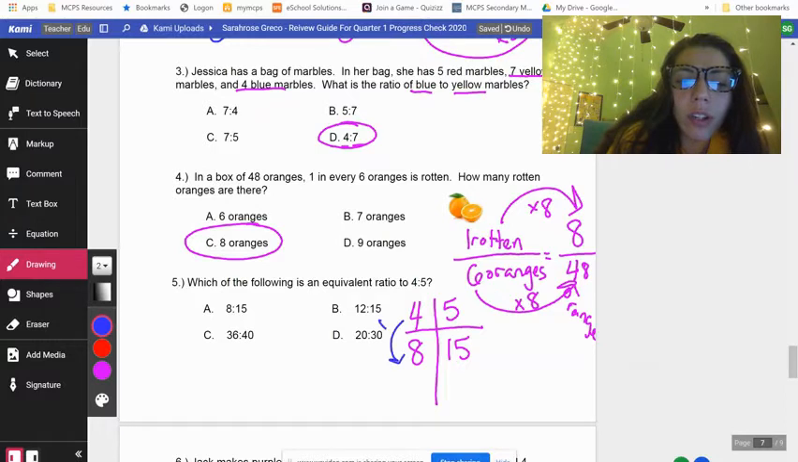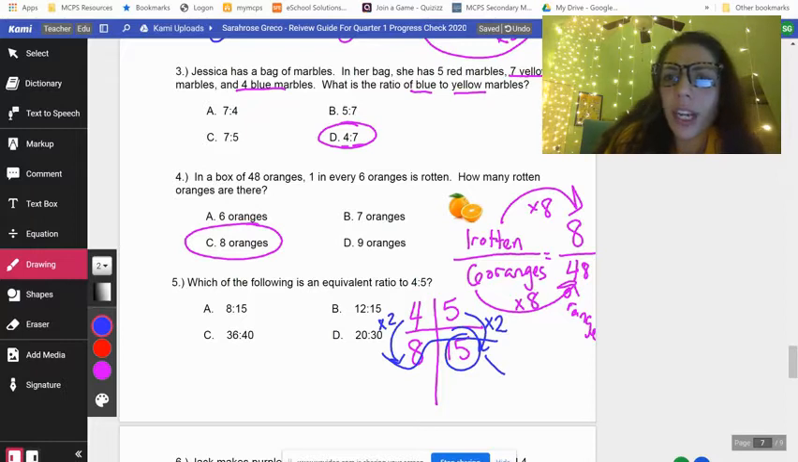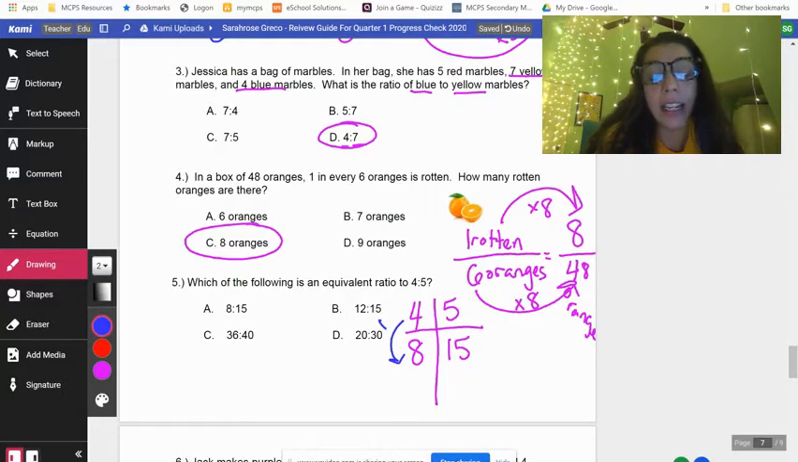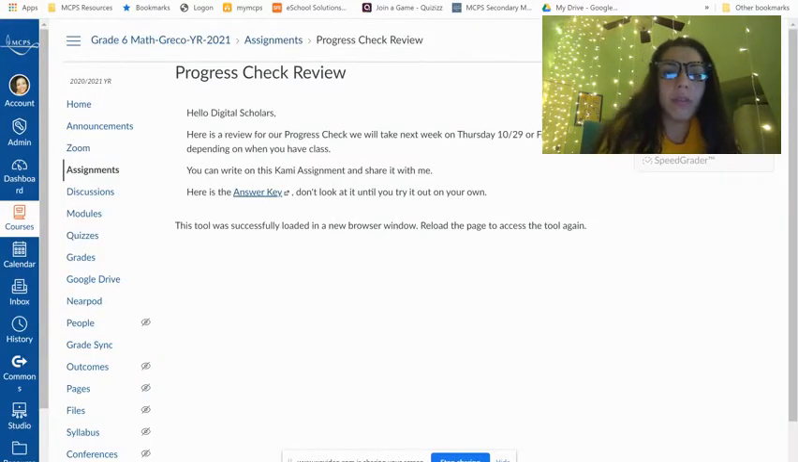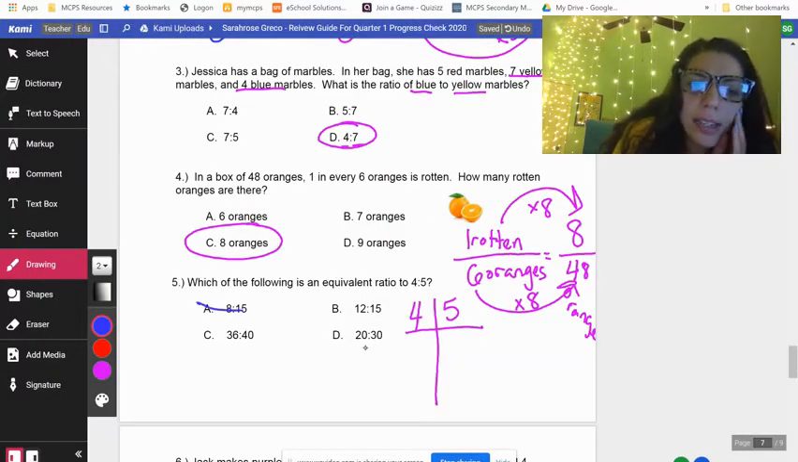So I know 4 times 2 is 8. That's true. Is 5 times 2 equal to 15? No, that doesn't work. So let's erase that. So A doesn't work. 8 to 15 is not equivalent to 4 to 5. And so A is out.